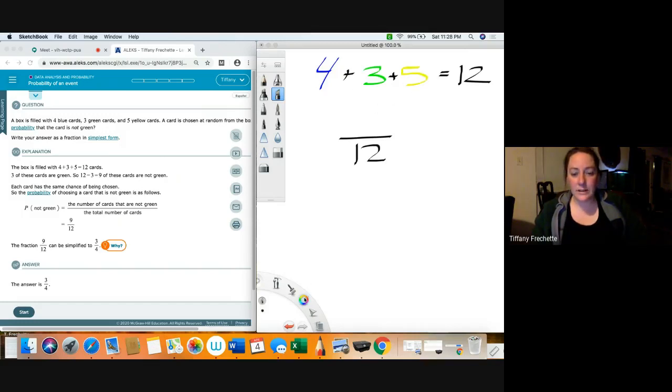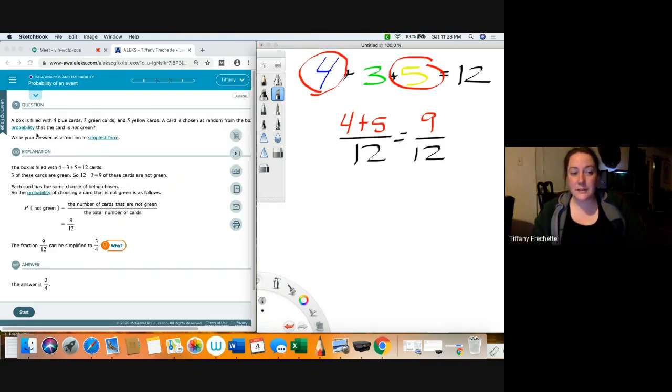Now, what I want to choose is something that is not green. So I don't want this green. I want one of these 4 blue or one of these 5 yellow. Either one of those meets the criteria of being not green. So together, I have 4 plus 5, which is 9, right? So switching my colors here again. Sorry, this is a very colorful board. So I have 9 out of 12.